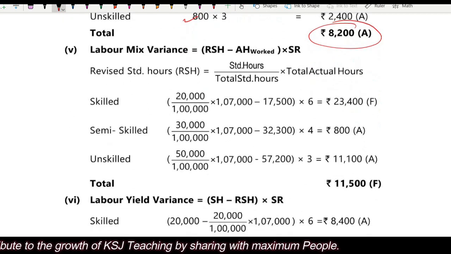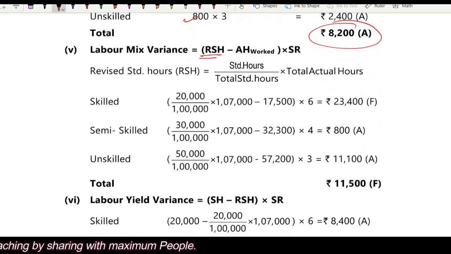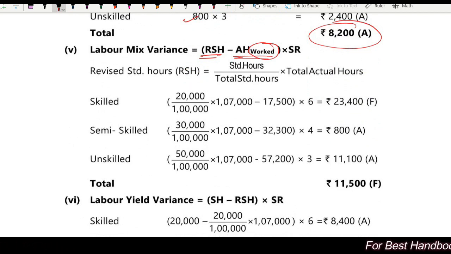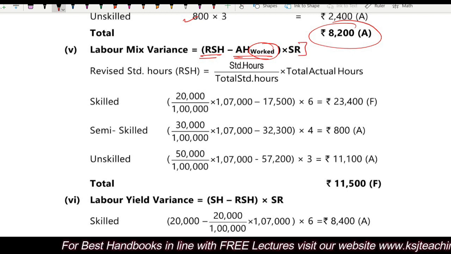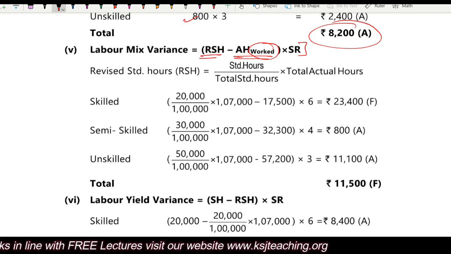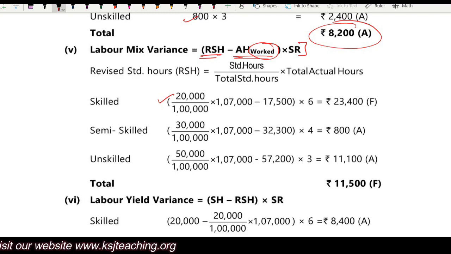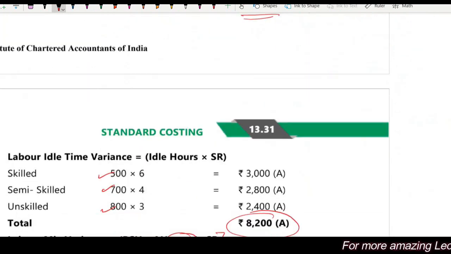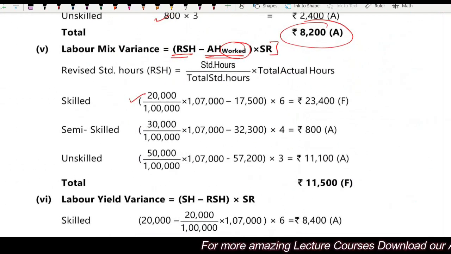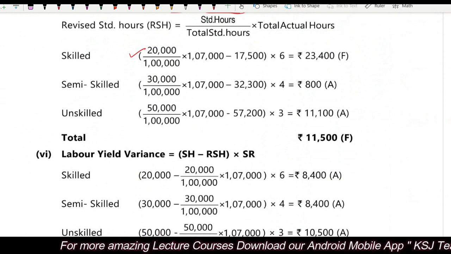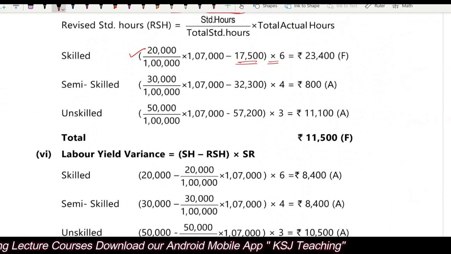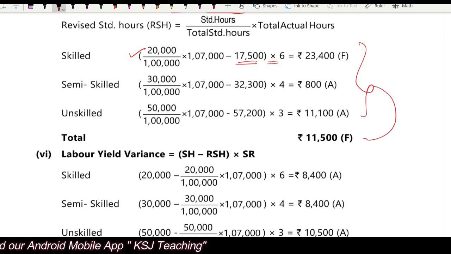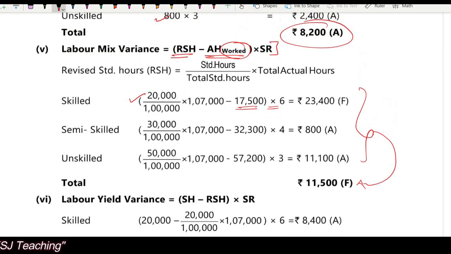No issues. Mix variance. Mix variance is revised standard hours minus the actual hours worked, because this is related to efficiency. Efficiency is dependent upon the actual hours worked, right? Multiplied by standard rate. Clear? Revised standard hours, as I told you how to calculate: 20,000 divided by 1 lakh multiplied by 1,07,000. It is to be calculated on the basis of revised standard hours minus the hours worked 17,500, multiplied by standard rate, that is 6. Right? So the net effect of this will be 11,500 favorable.